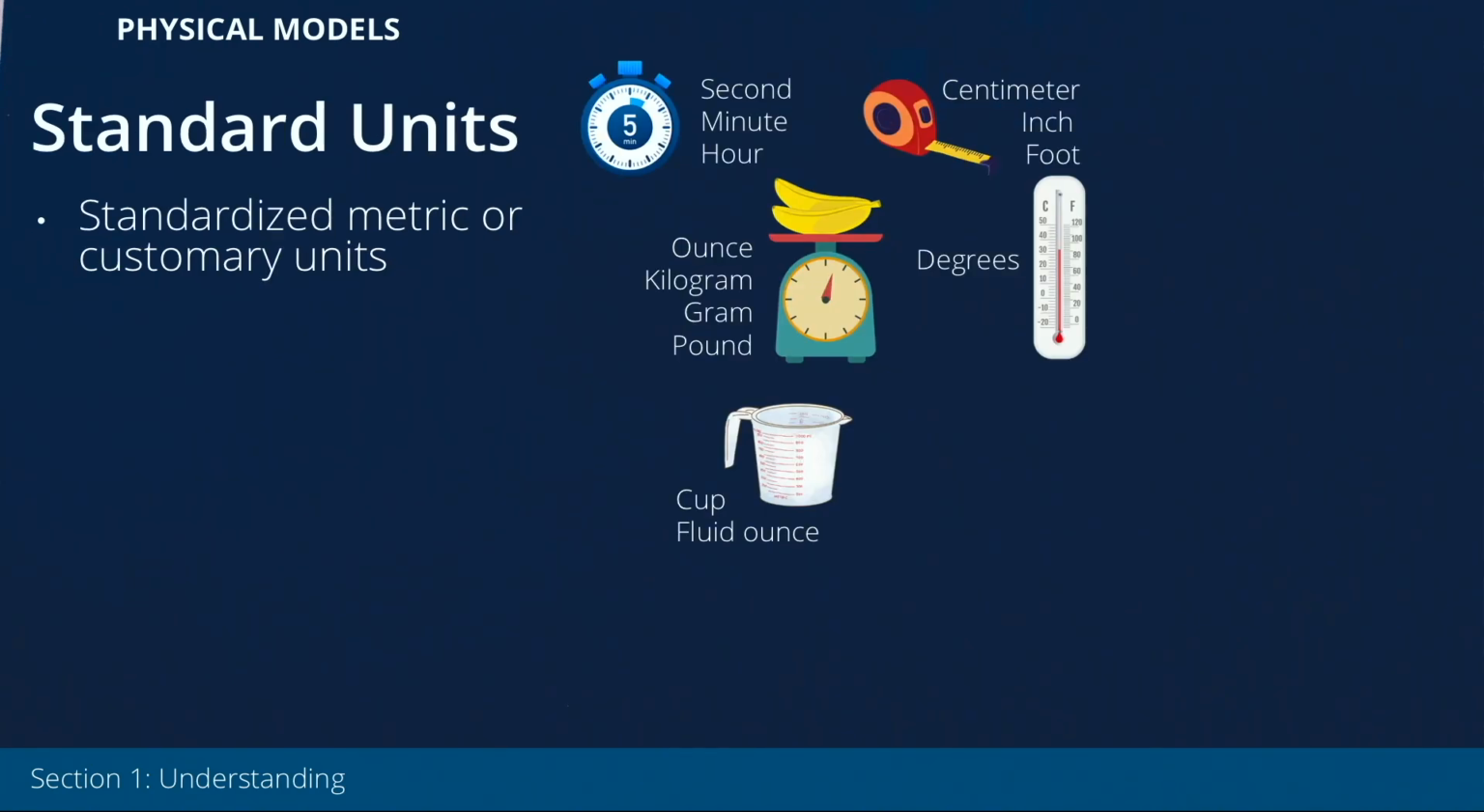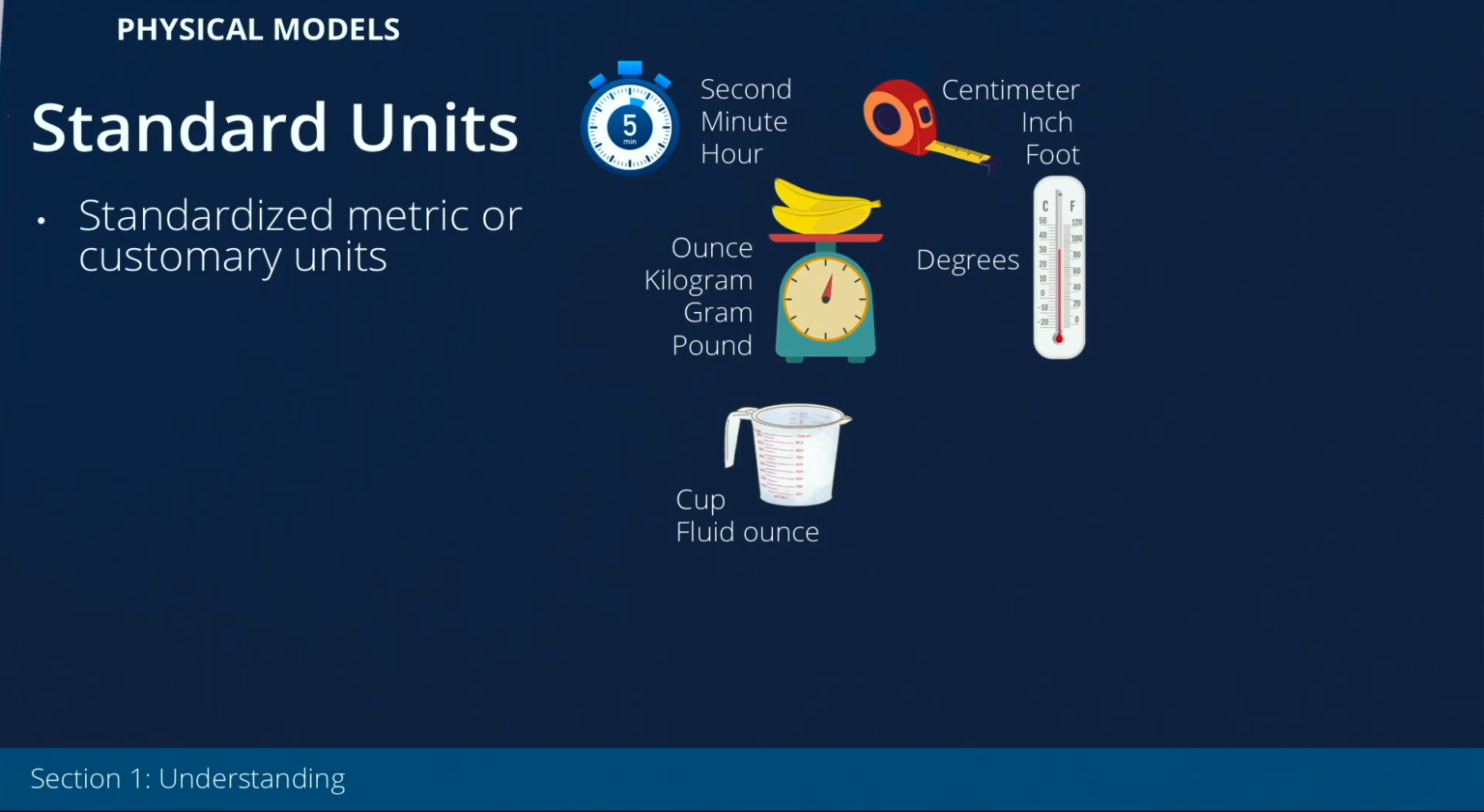Now then we move to standard units of measurement. So these are standardized either metric system units or US customary units. Some of the standard units that students might focus on in the early elementary grades include the following. So if I'm working on time, standard units include second, minute, hour. If we're working with measurement of length or height or width, we might be using a centimeter, an inch, or a foot.